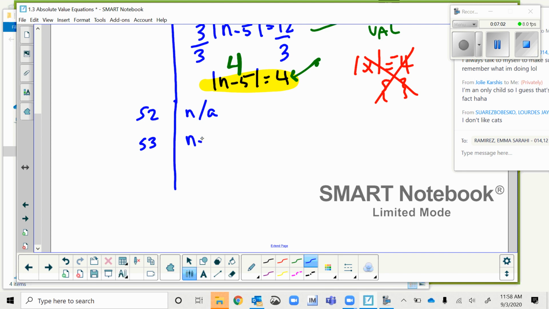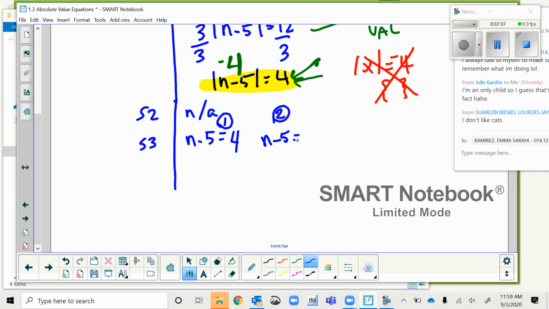The stuff inside, the n minus 5, equals 4. So I make an equation like that. This is me just dropping the bars, not doing anything else. This is my first equation. However, going back up to the highlighted stuff, that stuff inside could also be negative 4, right? And if I took the absolute value of negative 4, it would still equal positive 4. So I take that stuff inside. This is my second equation.